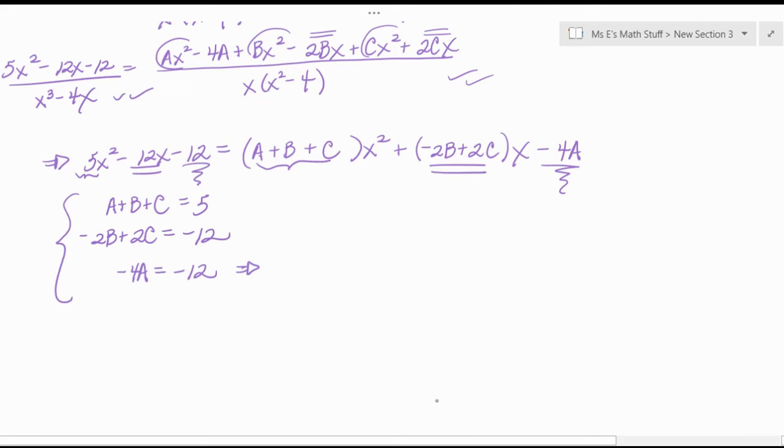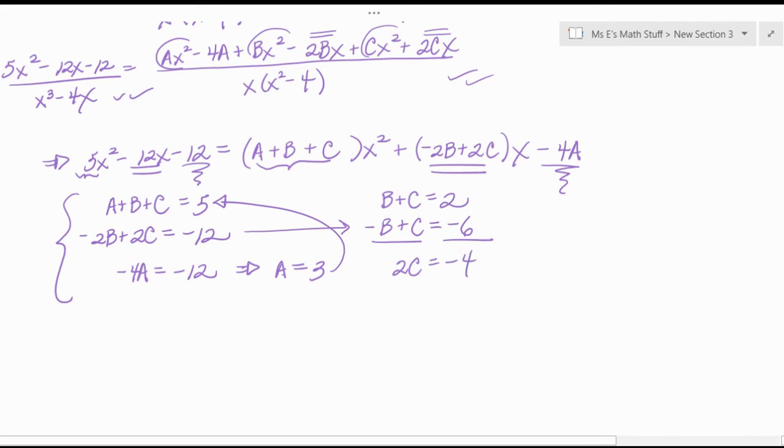For me, it looks easiest to solve for a here in the last row, so I'm just going to do that. So a would have to be 3. And then you could back substitute, maybe, totally up to you. I'm going to back substitute into row 1 since I know a is 3. And then I'm going to subtract 3 over. So I know b plus c has to equal 2. And then row 2, I'm going to copy that, just dividing everything by 2. So I'd have negative b plus c would have to be negative 6. Then I'm going to add these 2 rows together. So I'd end up with 2c would have to equal negative 4, and c would have to equal negative 2.